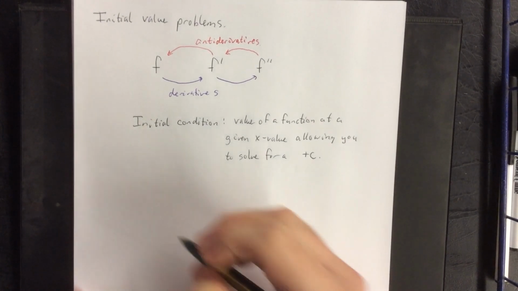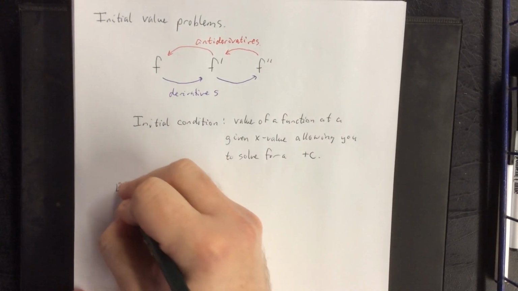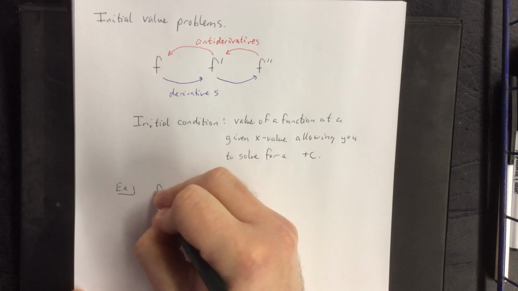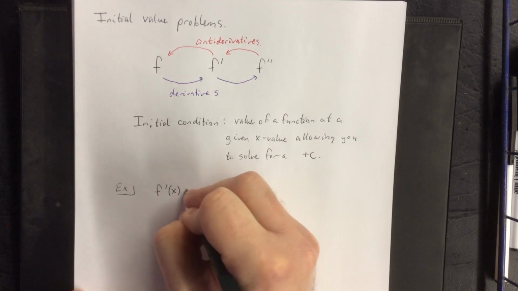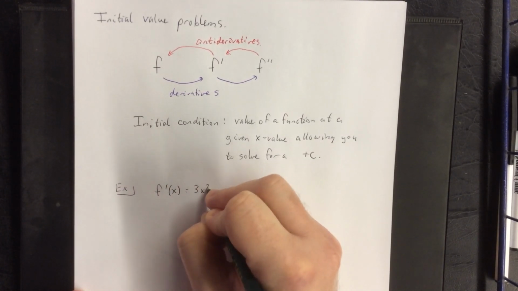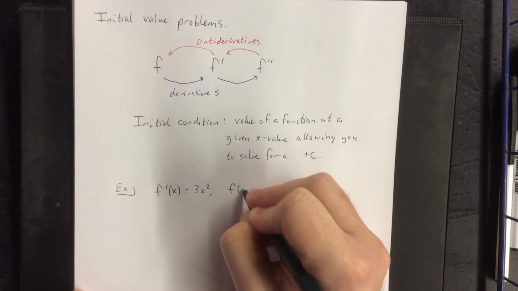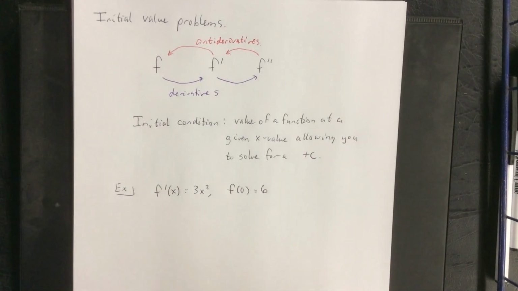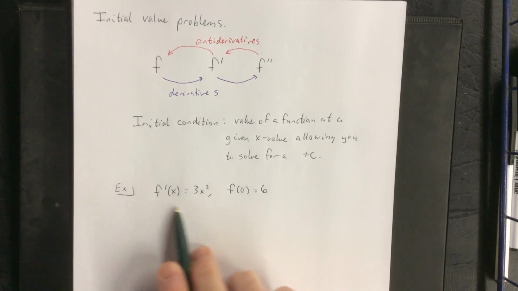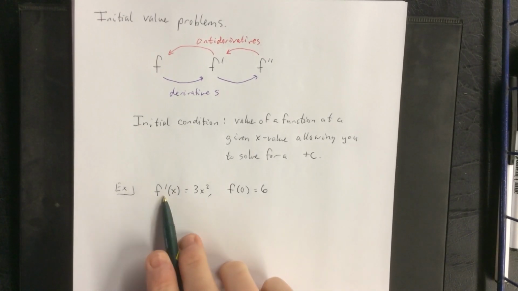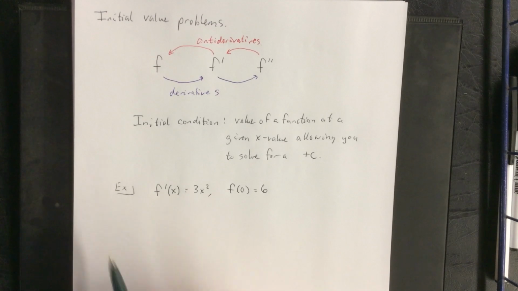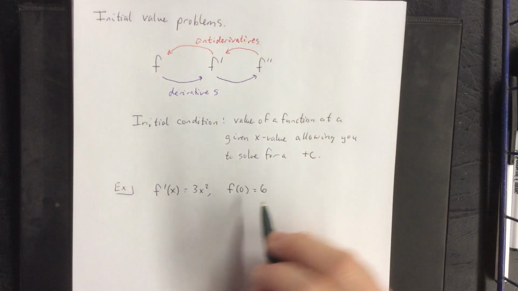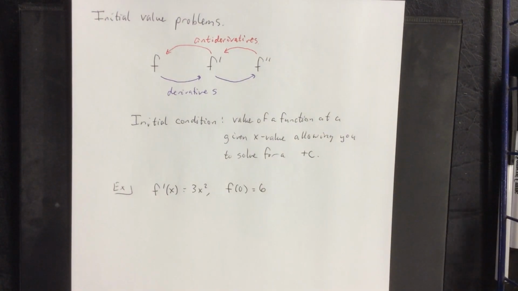An example of a very straightforward initial value problem would be something like f prime of x is equal to 3x squared and f of 0 is equal to 6. So here is where we're going to be performing our antiderivative to take us from a derivative back to the original function, and this would be considered an initial condition.